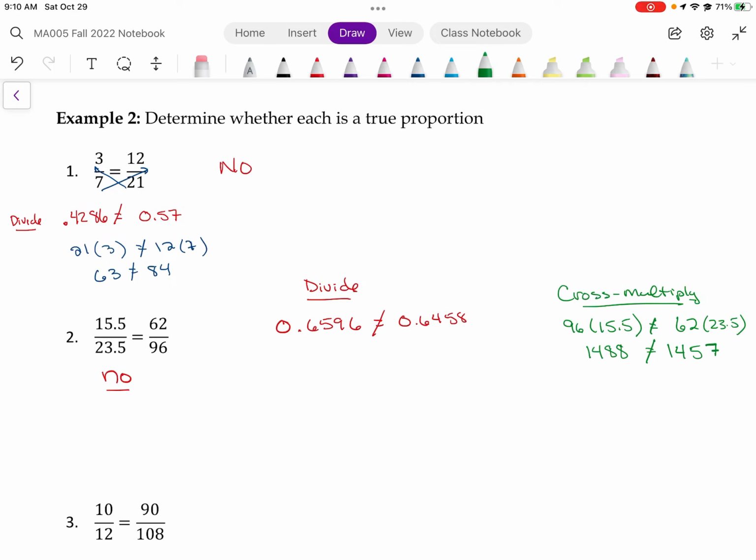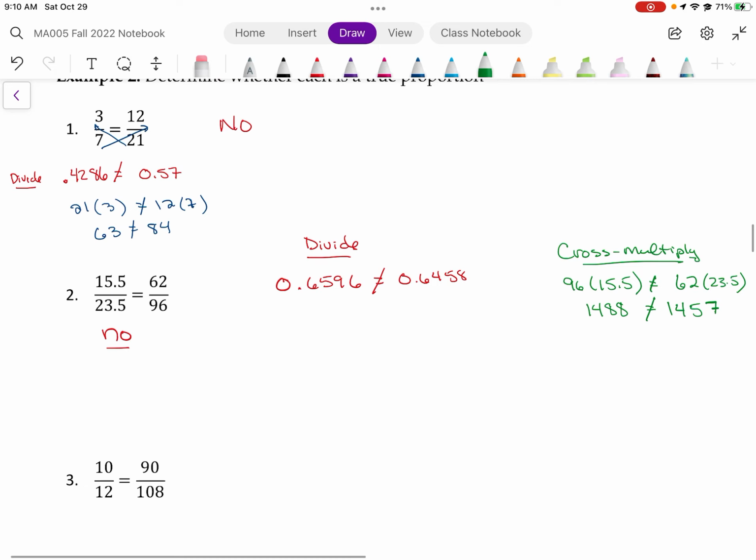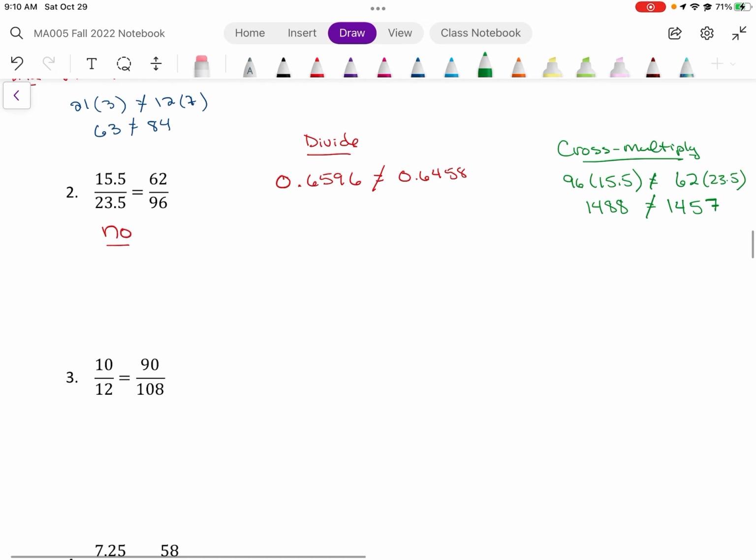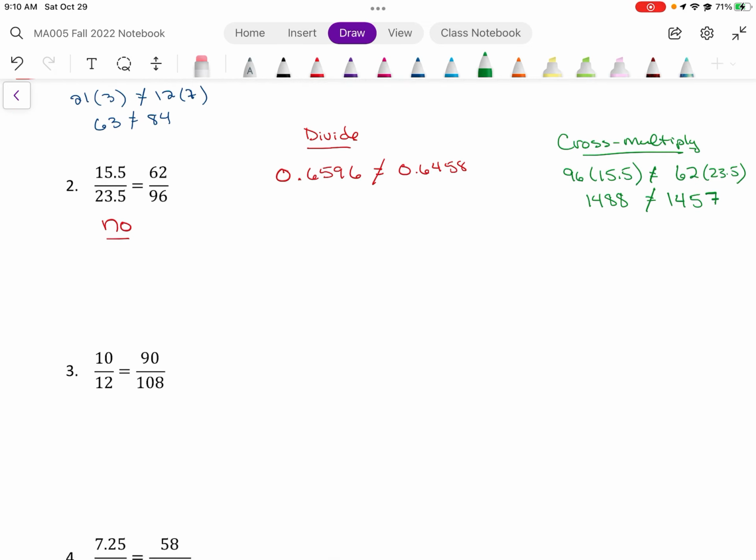Either way you do it, and you do not have to do it both ways. I'm just showing you both ways, and you can pick your favorite. I personally like dividing. It's just faster, I guess. But you can do whatever you want. Cross multiplying works when you have an unknown quantity.